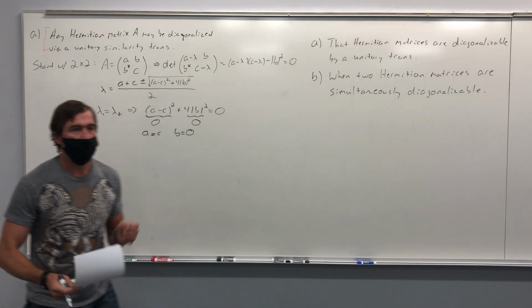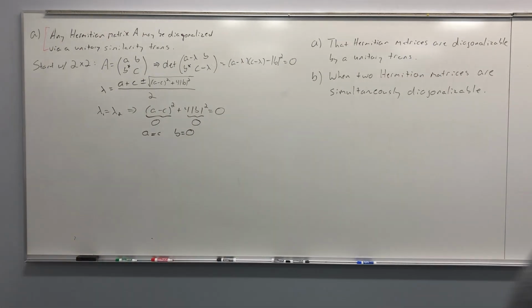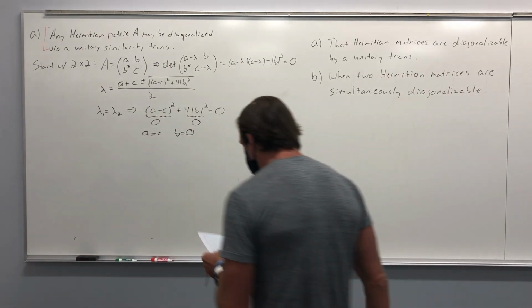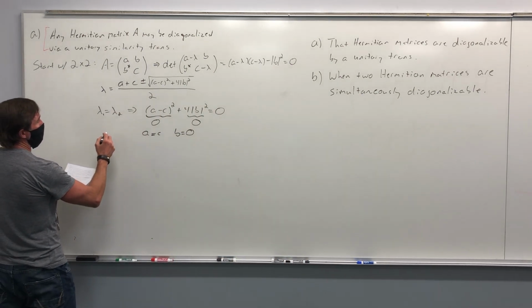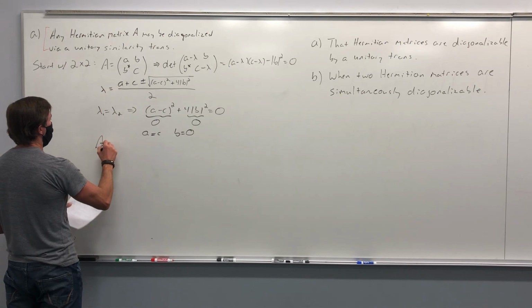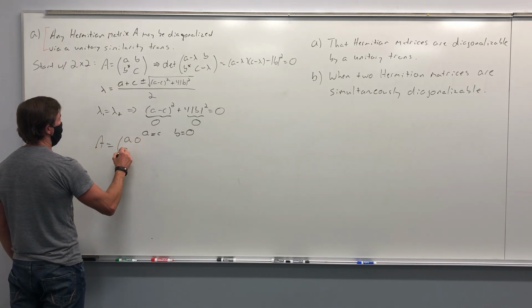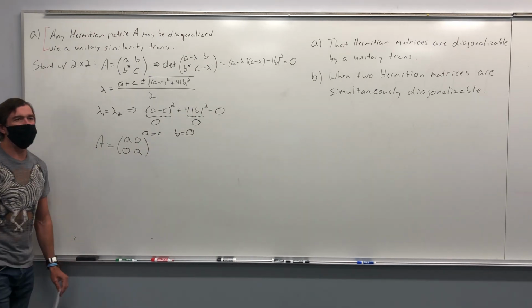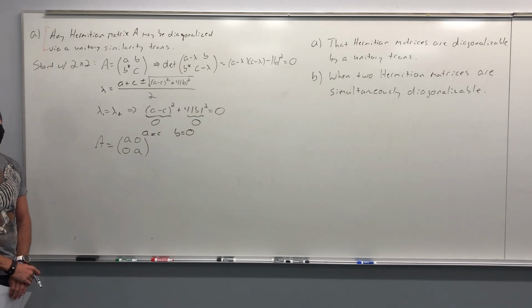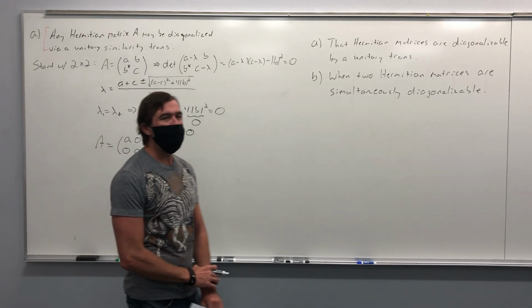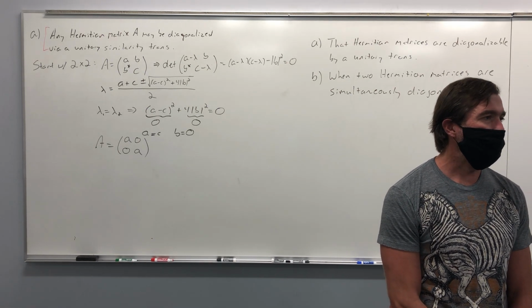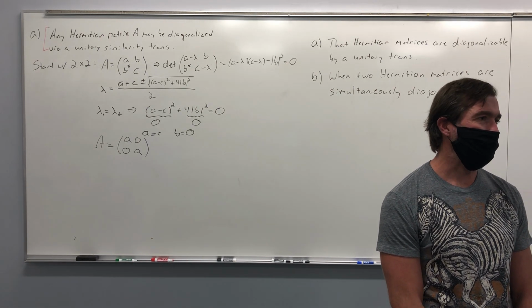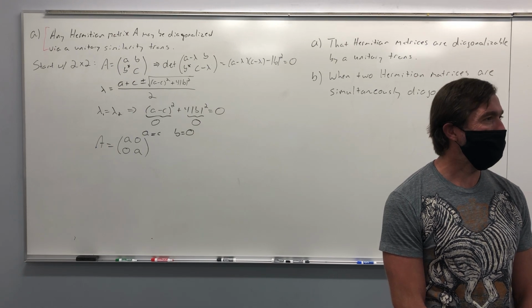It's just a scalar of the identity? Yes. So that tells me that's the only allowed form for the matrix A. The only allowed 2 by 2 Hermitian matrix with the same eigenvalues is already diagonal. It's pretty sweet, isn't it?